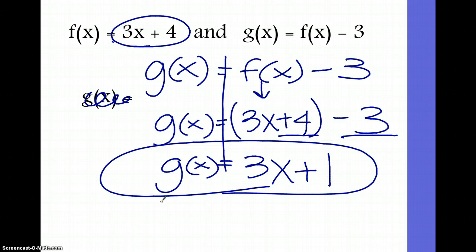So to get g, we had to start at f and go down 3. So if we start at f and go down 3, it's 3x plus 1.